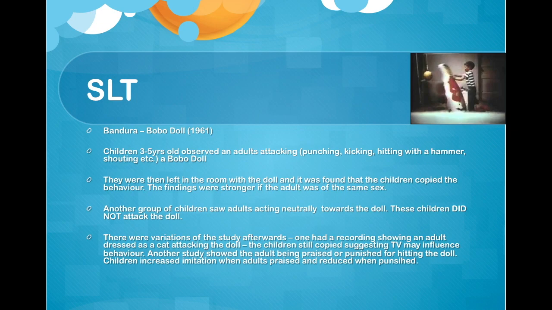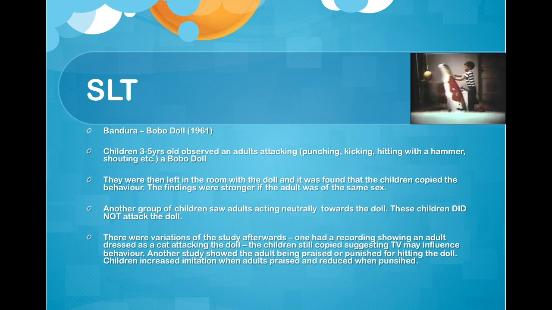Another of the variations is where, after the adult had acted aggressively, the children either saw the adult being rewarded for that, being told well done, you acted really well, or they saw them being punished, almost being shouted at by another adult, asking what were you doing, why did you do that. And what they found, again maybe unsurprisingly, knowing what you now know of operant conditioning, is that if the children saw the adult being praised, they were more likely to copy the behaviour, and if they saw the adult being punished, they were less likely to copy it. So some really important findings there.